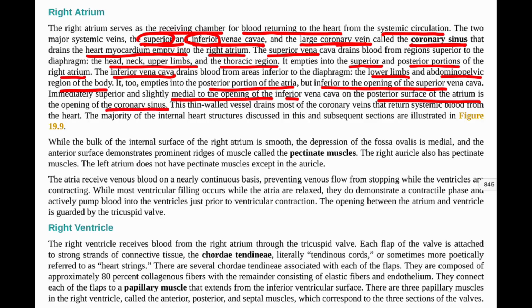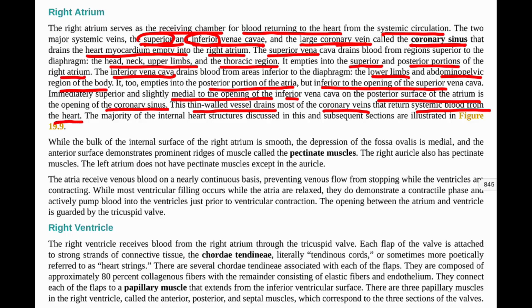Okay, so we have things that are draining the top part of the body, superior vena cava, draining the bottom part of the body, inferior vena cava, and then we have things that are draining the actual heart itself, which is draining from the coronary sinus.